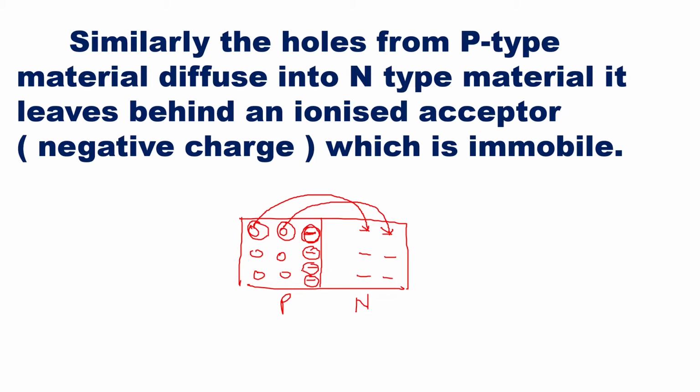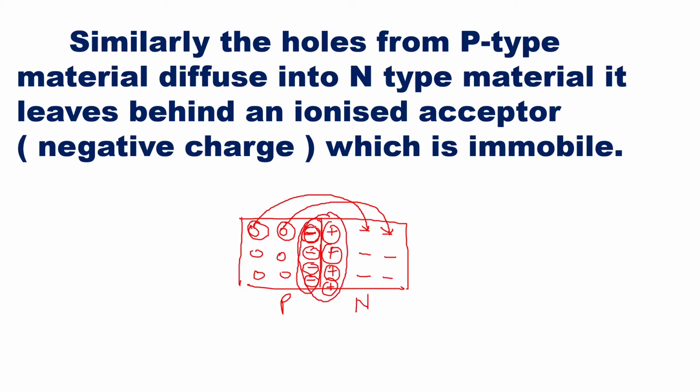So here what we are seeing, the negative ions are getting formed at the P-type region, and similarly earlier we saw that when the electrons went from the N side to the P side, positive ions were formed at the N-type region. So this is what we have seen. These were the immobile charges which were formed, which were ions.